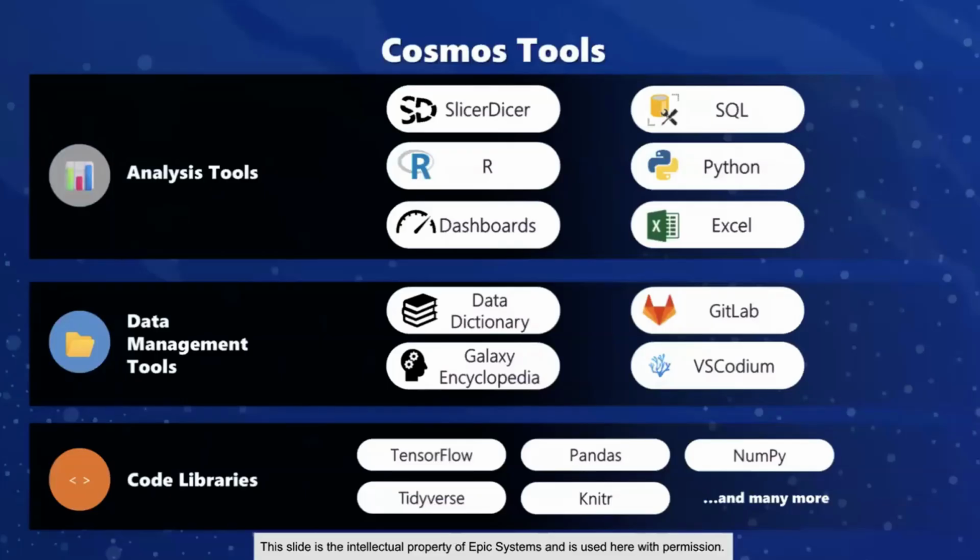Next slide. So just to introduce, this slide does contain intellectual property of Epic. They reserve their rights and have given permission for us to use it in this context. We have an overview of what different things exist. We had already talked about Slicer-Dicer, which is the first tool that most people are going to use when they're dealing with Cosmos.